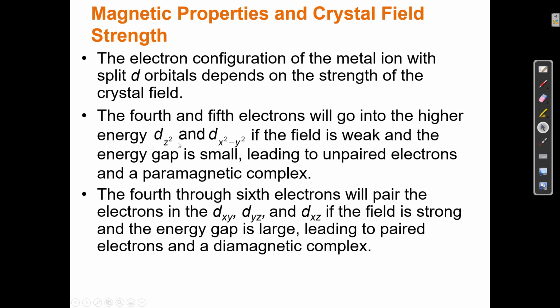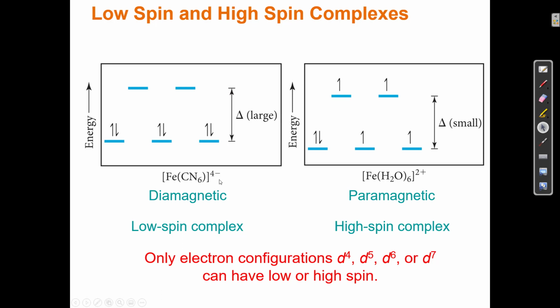So the fourth and fifth electrons generally will go into those upper orbitals if the field is weak and if the energy gap is small. But if the gap is big, then they'll be stuck down below, and that will change the pairing. So here's an example. With this coordination compound, I have six cyanide ligands. That six should go on the outside of the parentheses, not the inside. And each cyanide is a -1. So if I have six of them and they're all -1, then that gives me a negative charge of -6. If the overall charge on the complex is -4, then that means iron must be +2. So iron is in a +2 oxidation state here.